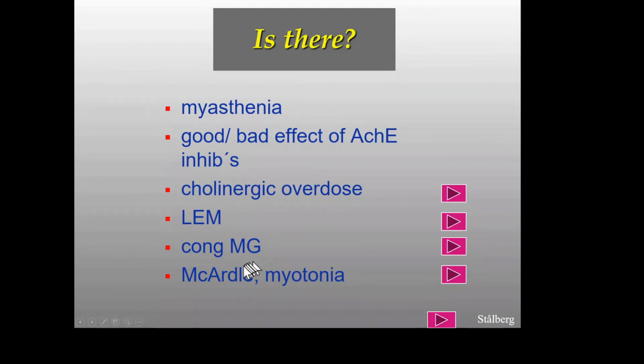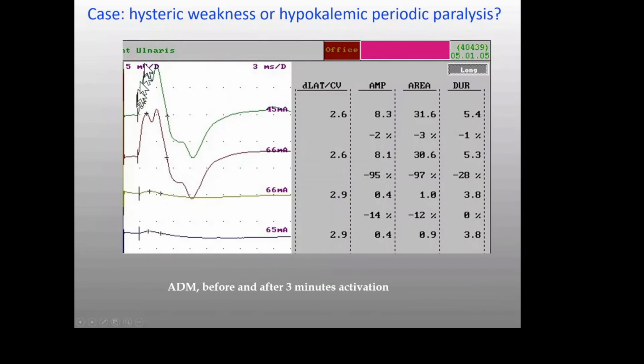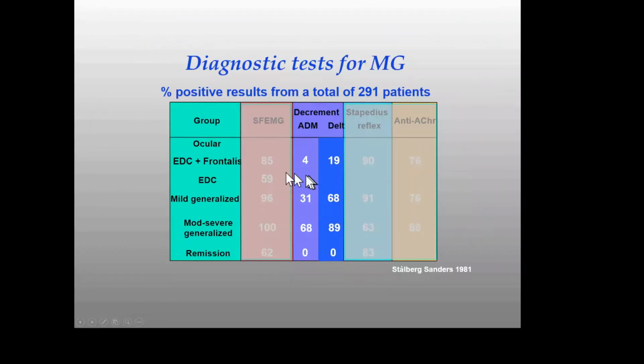And we have also other conditions. Here is a patient with weakness, and the question was whether it was hysterical or not. And we made a CMAP, and again a CMAP at rest, and then had the patient activate the muscle for 3 minutes, and immediately after that we got amplitudes that are very much smaller than at rest, and this was the pattern of a hypokalemic periodic paralysis.